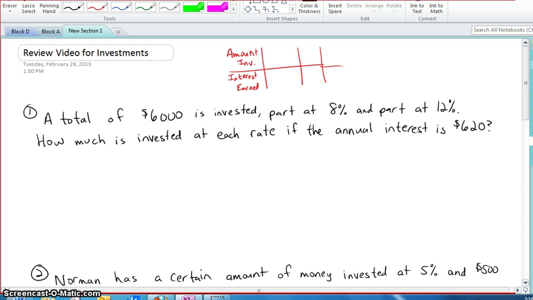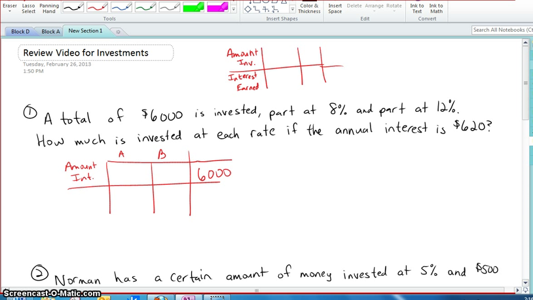Okay, so here I have a total of $6,000 invested, so I know that's my total amount invested. So here's investment A, investment B, and my total. My total is $6,000. It tells me that part is at 8% and part is at 12%. So that means my first account I'm going to call the 8%, and my second account I'm going to call the 12%. X and Y are my variables I'm going to choose to use. So X stands for the money in the 8% account, and Y stands for the money in the 12% account.